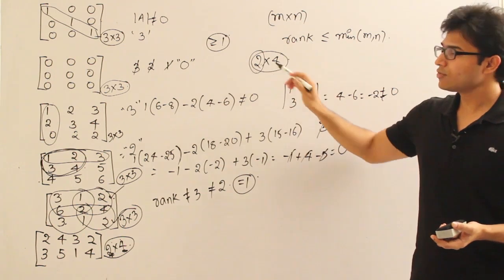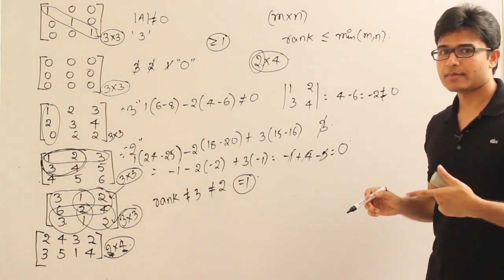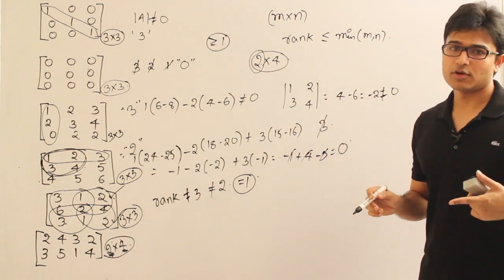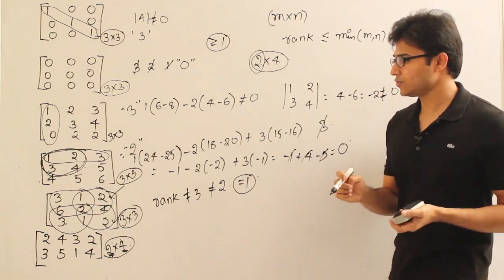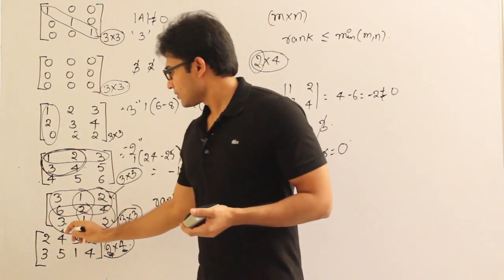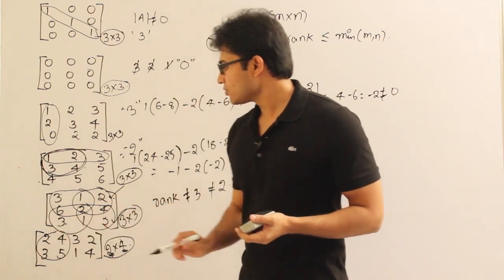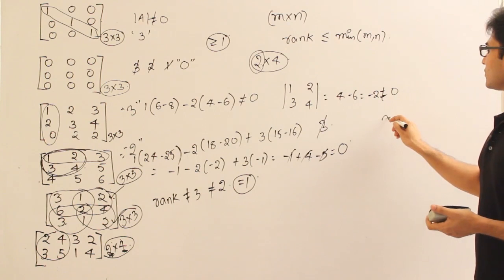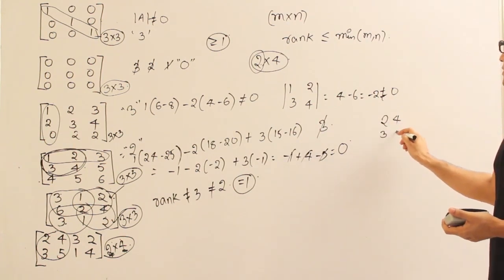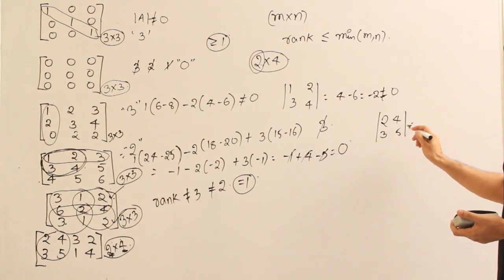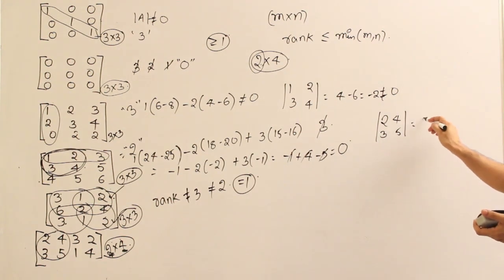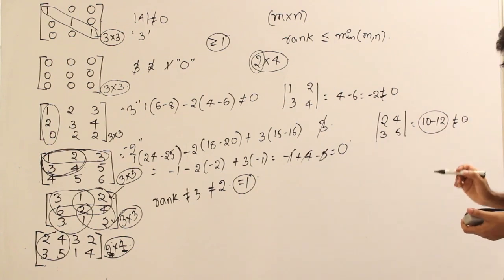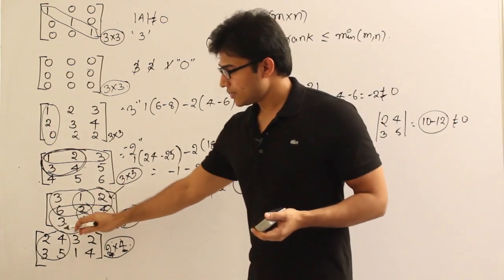How? If you are able to find a 2 by 2 submatrix in this matrix whose determinant is not equal to 0, then we can say that the rank is 2. Just check this. You can try to find the 2 by 2 matrix. See this, 2 4 3 5. Now check this one, 5 into 2 is 10 minus 12, which is not equal to 0. Therefore, we are able to find a square submatrix.